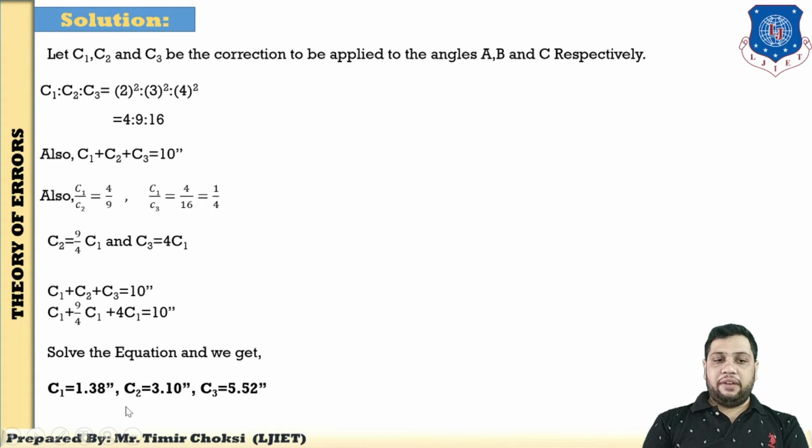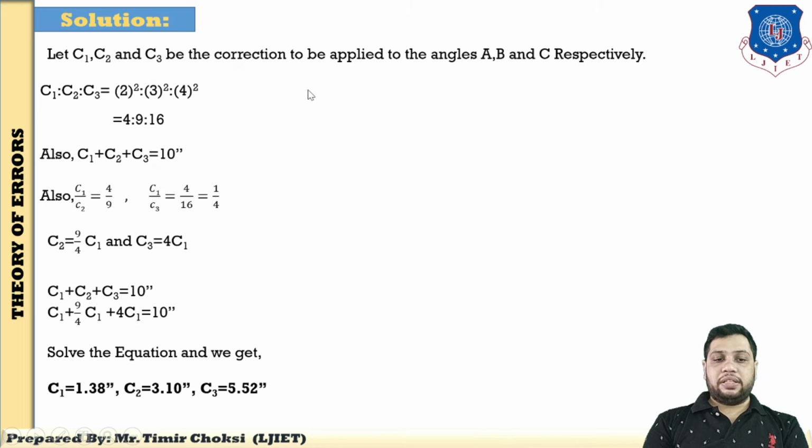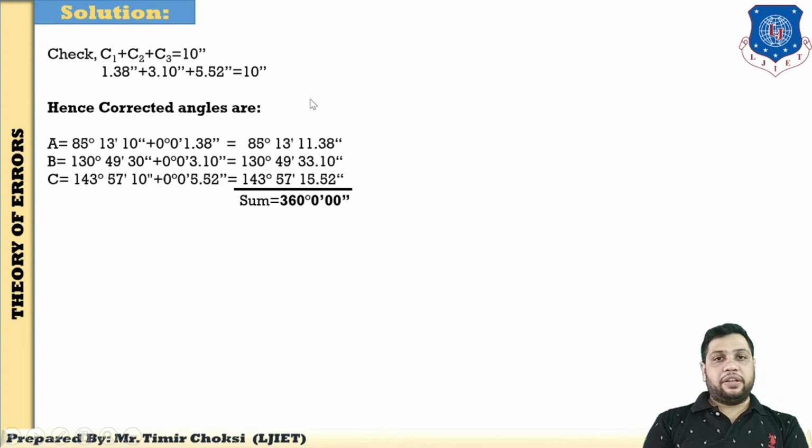Solving the equation, we get C1 equal to 1.38 seconds, C2 equal to 3.10 seconds and C3 equal to 5.52 seconds. So first you have to find the corrections. Now check the corrections: C1 plus C2 plus C3 equals 10 seconds. So add them, and the answer is 10 seconds. So this is the right answer. You have checked the answers of C1, C2, C3 correctly. Add them and check against the difference, which is 10 seconds.